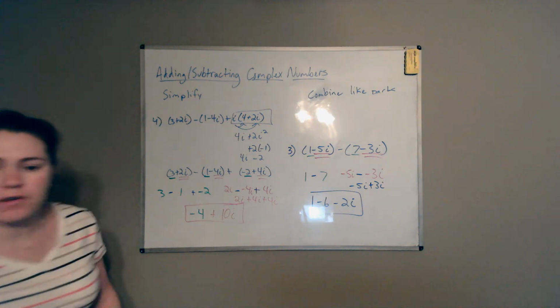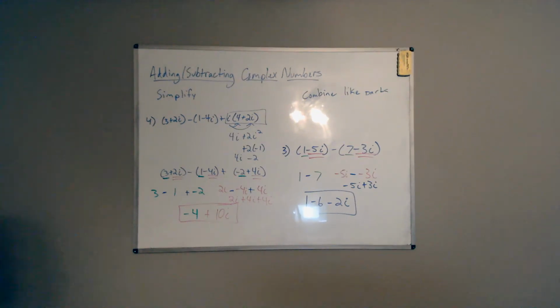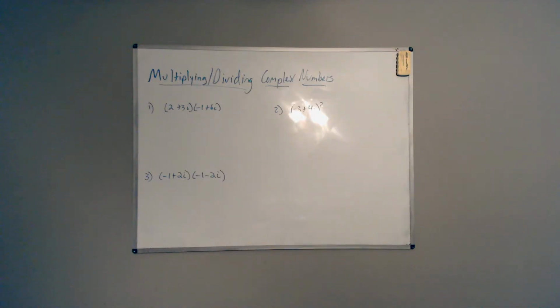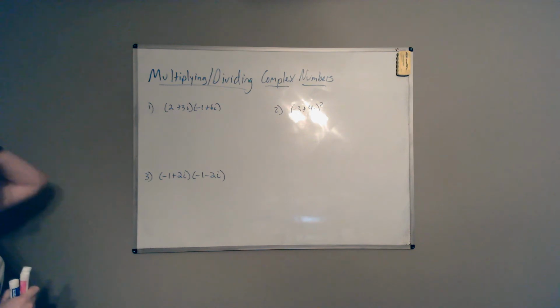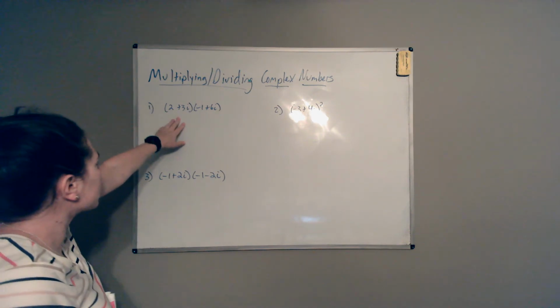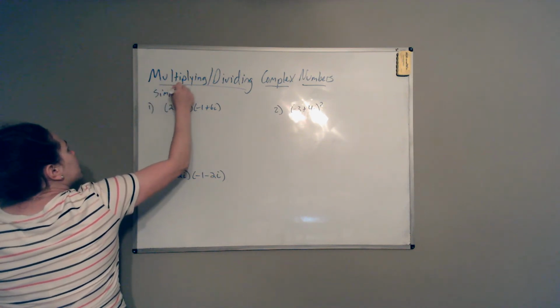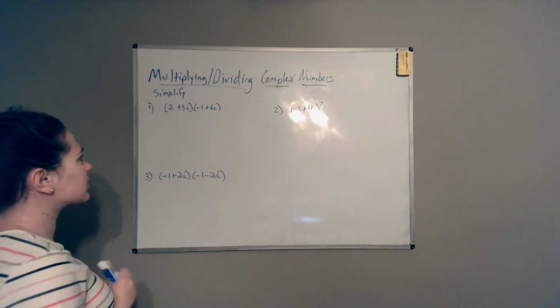Okay, so that's it for adding and subtracting. What we're going to do next is multiplying and dividing. So, in multiplying and dividing complex numbers, we're going to start with some multiplying in number one. This is all just simplifying. We're performing the operation. It says 2 plus 3i times negative 1 plus 6i.